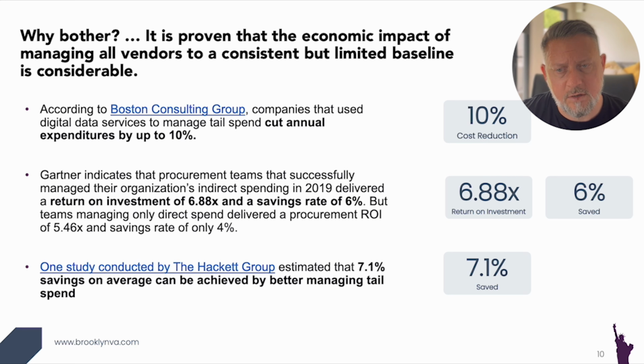There's a Gartner study that also says that you can get nearly 7 times the investment you made and a savings back of 6% by managing the direct spend in this manner. And there's also one that was conducted by the Hackett Group that estimated 7.1% on average can be achieved by managing the tail better. We think those are average figures. We see it flex anywhere between sort of 15% and the 7% you see here.